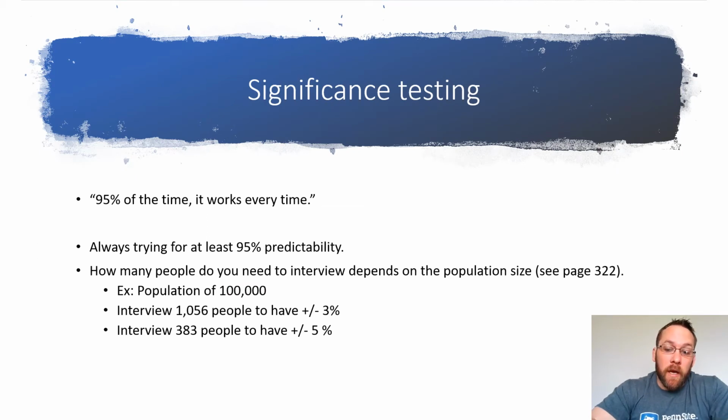Okay, this is the new content for the day. It's called significance testing. Significance testing is the idea that you want to strive for 95% predictability for future data, all right? So let's think about political polls, all right?